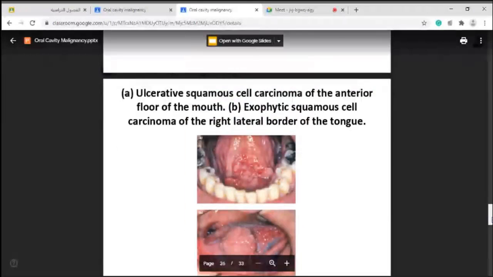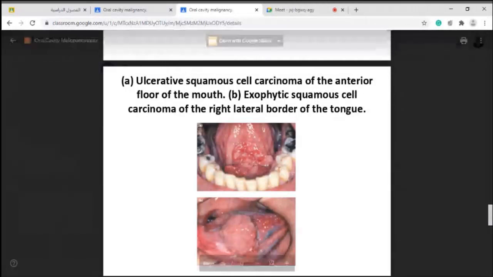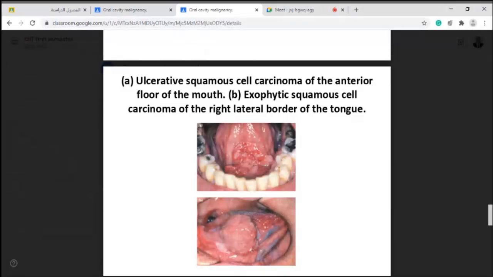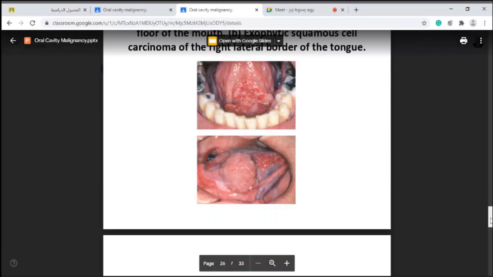This is the tongue, this is the mouth, and this is the tongue. This is a tumor in the floor of the tongue. Ulcerative squamous cell carcinoma of the anterior floor of the mouth. The lower picture shows exophytic squamous cell carcinoma of the right lateral border of the tongue. So you should examine the tongue and the mouth properly and ask the patient to protrude the tongue.